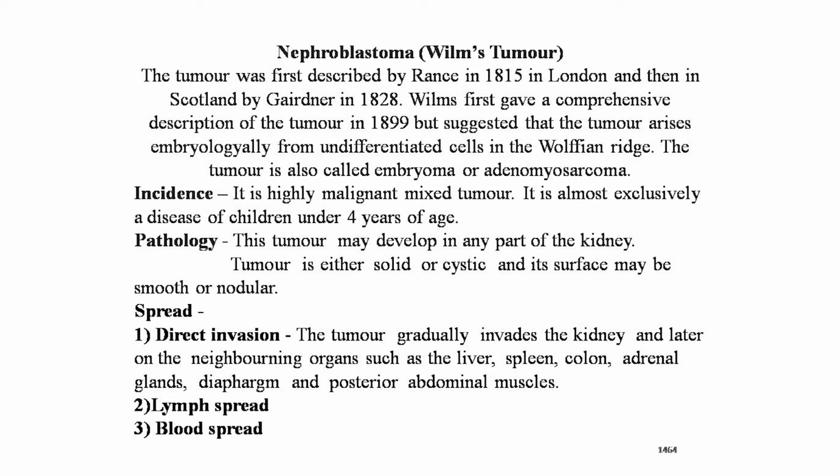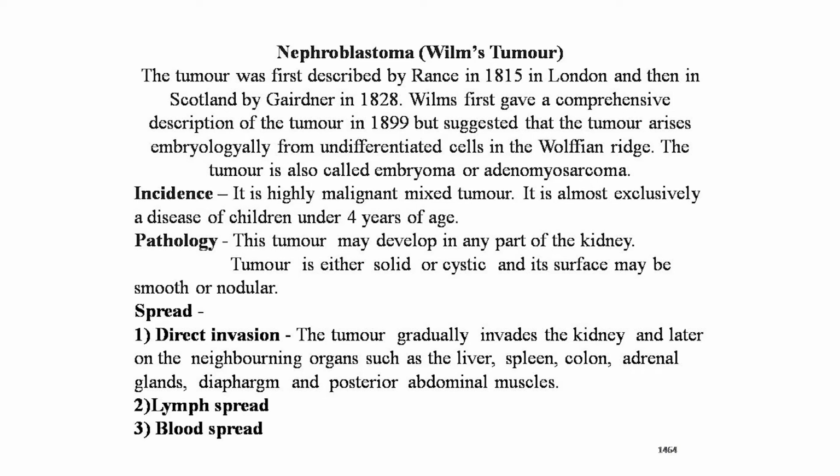Now the spread. Direct invasion is the major type of spread of this tumor. The tumor gradually invades the kidney and later on the neighboring organs such as the spleen, colon, adrenal glands, diaphragm and the posterior abdominal muscles. The renal capsule, however, remains intact for a long time, so that invasion of the neighboring structures is comparatively rare or comparatively late.